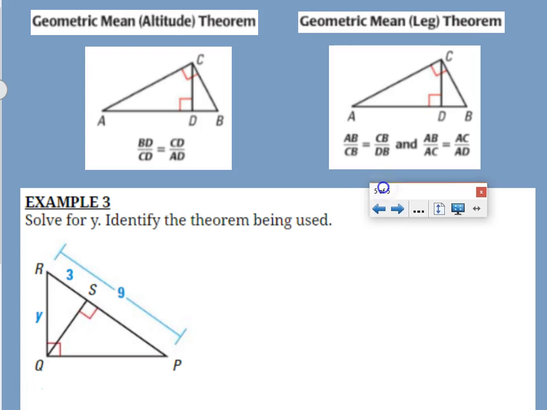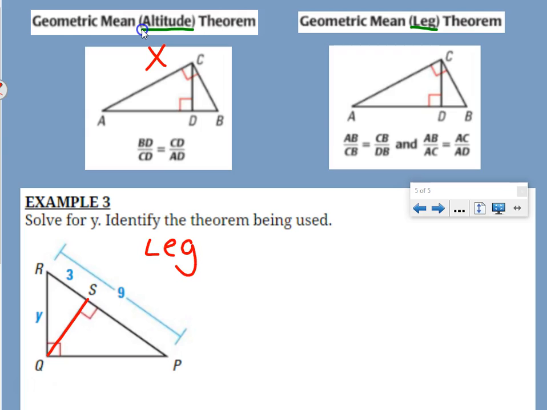So let's just try some practice problems. I've copied over the theorems, so we have this reference. Remember, we have the altitude theorem and the leg theorem. So let's look at our first example. Solve for y. Identify the theorem being used. First off, we look. Are we given the length of the altitude? No, we're not. So we can't use the altitude theorem. We have to use the leg theorem.